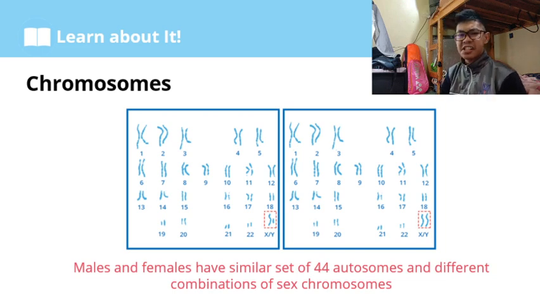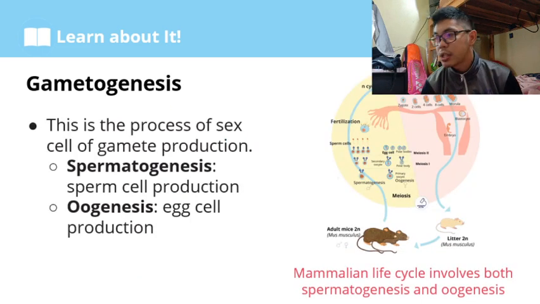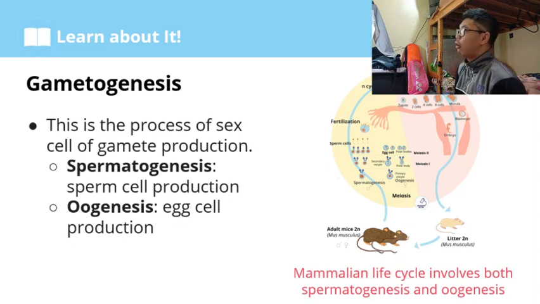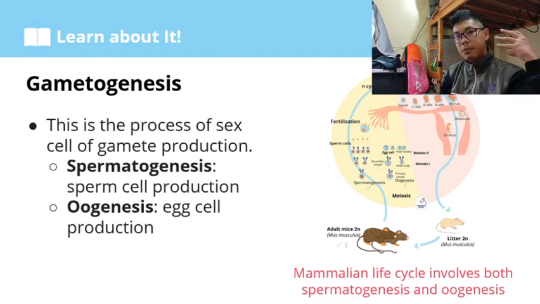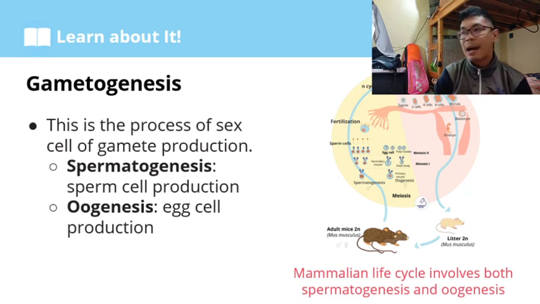Now, since this is related to meiosis, which is the production or formation of your sperm and egg cells, the process wherein your gametes, either egg or sperm, are made is what you call gametogenesis in general. When making sex cells or gametes, we call that gametogenesis.